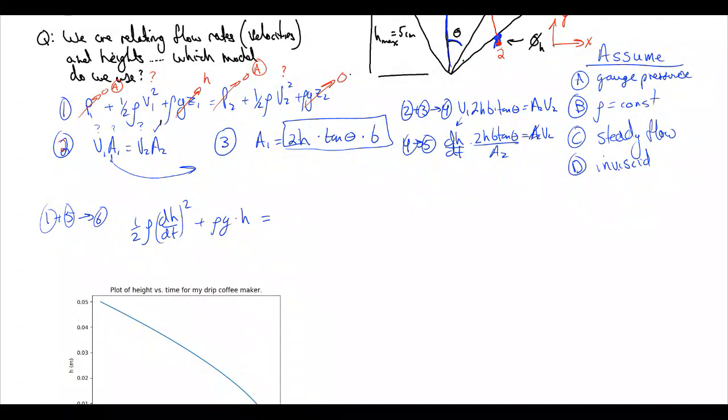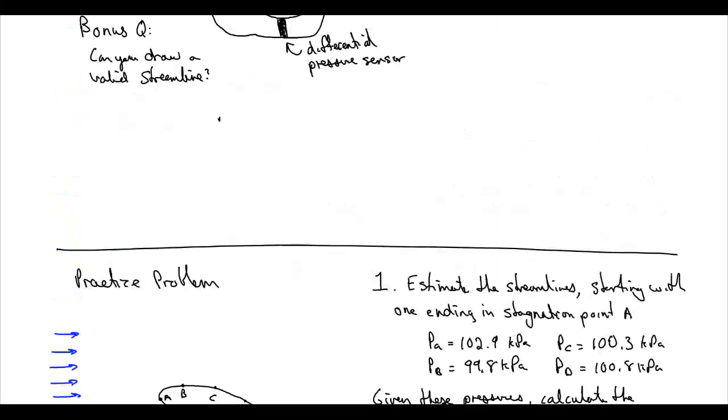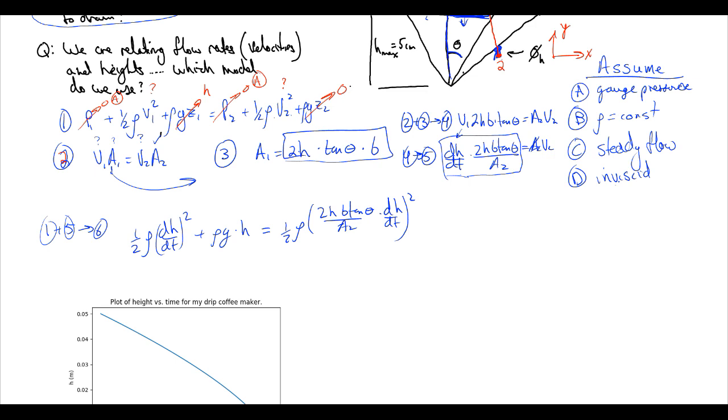So we get 1/2 rho times 2hb tangent of theta over A2 times dh/dt, all of that squared. Okay, so now we can take equation 6 and convert it into equation 7, and we're going to solve for dh/dt, because eventually we need to separate and integrate this equation, right? Let's note first, though, that we can cancel all of our rhos. This becomes a 2, because we can get rid of the 1/2 here. And we can combine these two terms here, and we're going to do that right now.